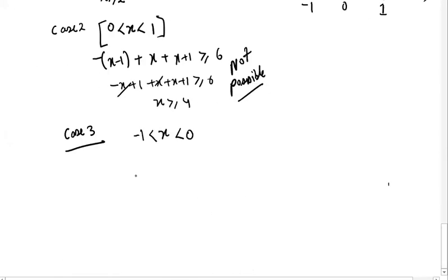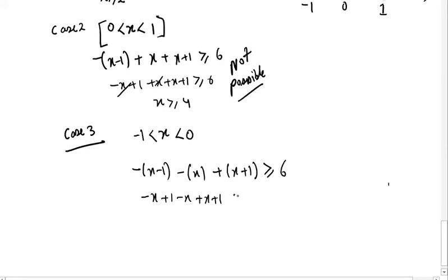So I can write like this: minus of x minus 1 because it will be negative, minus of x because it is also negative, plus x plus 1 is greater than or equal to 6. Now let's solve this. Minus x plus 1 minus x plus 1 is greater than or equal to 6. Right? So we will get minus x greater than or equal to 4. So x is less than or equal to 4.